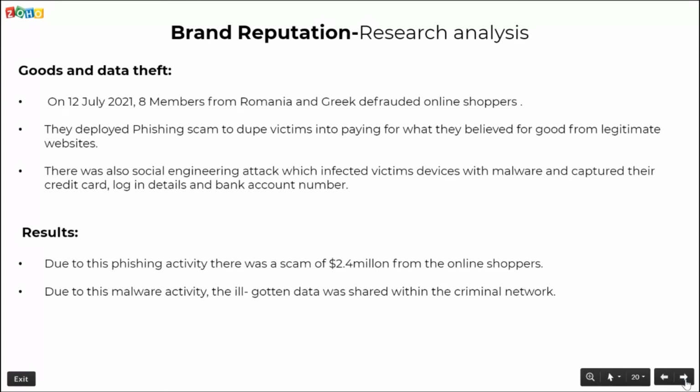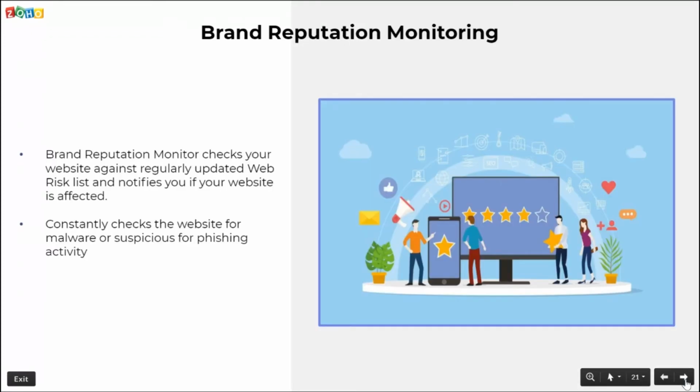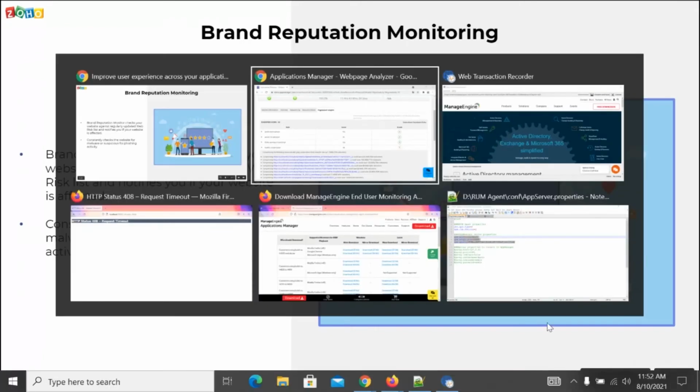We can help with this in Applications Manager. How do we do that? We have a monitor called brand reputation, which will check the website and notify if any of the web pages are affected by any malicious activity. So let me quickly go to the App Manager UI and show how we set up the brand reputation monitor.